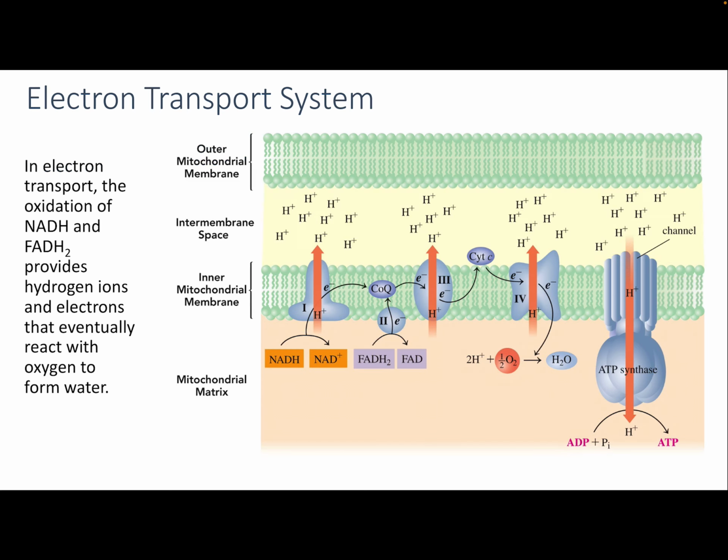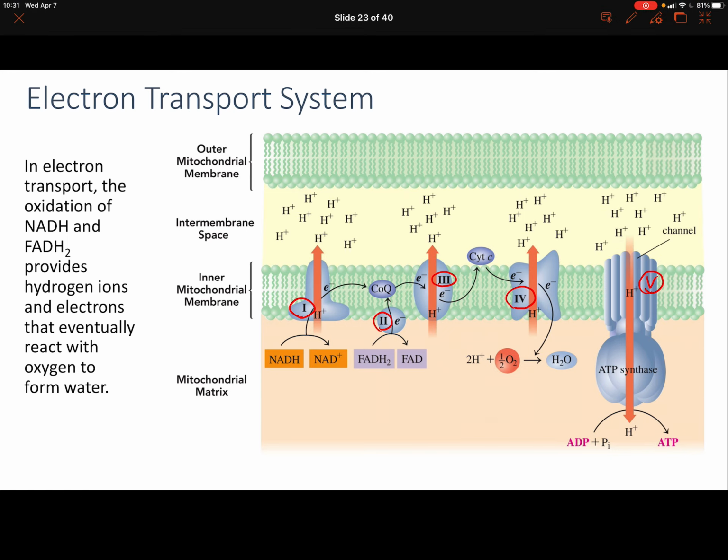The electron transport system has 5 complexes, and they're numbered. So here's complex 1, 2, 3, and for whatever reason, I don't have 4 and 5 shown in my later slides, but this is 4 right here, and this is 5. 5 is ATP synthase. So we'll come back to this slide as we need to.